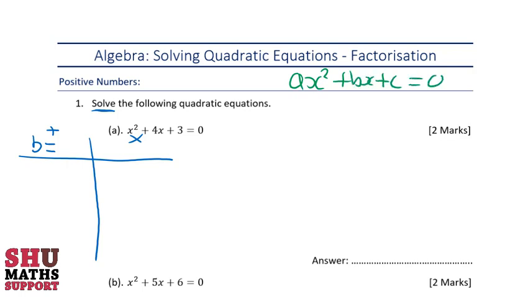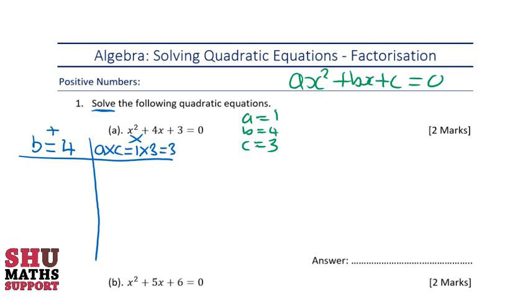So in this case we have a is equal to 1, b is equal to 4 and c is equal to 3. So our b value is equal to 4, so I'll just put that right there because we'll need that later. And then our a and c values are equal to 1 and 3. So in the second column, I want to put a times c is equal to 1 times 3, which is equal to 3.